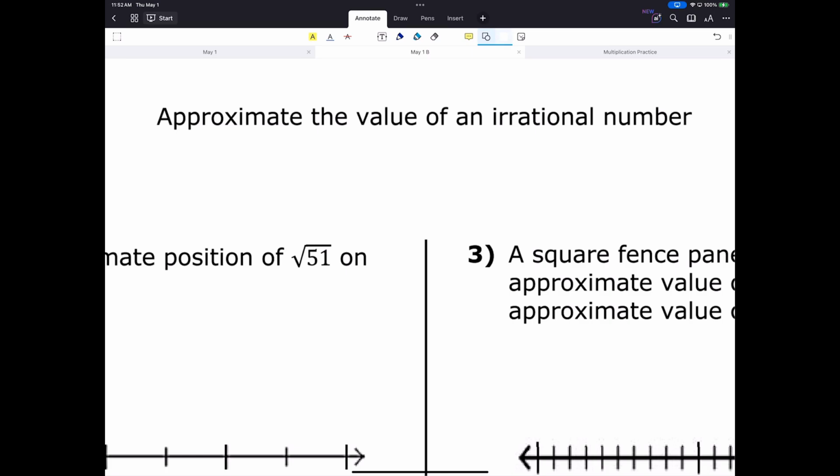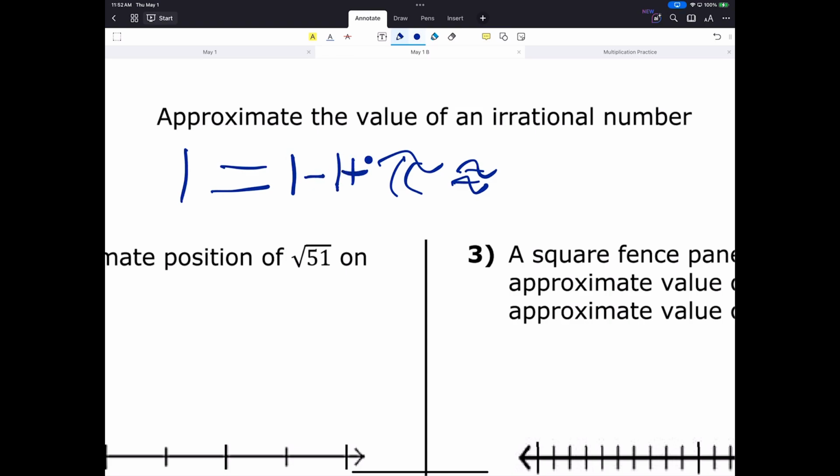For this worksheet, we want you to approximate the value of an irrational number. Irrational numbers are numbers that do not terminate. One example of that would be pi. Pi is approximately, right? The equal sign would be this. That means like 1 is equal to 1 take away 1 plus 1. Well, once we simplify it, 1 take away 1 gives me 0, 0 plus 1 gives me 1. So 1 is equal to 1.